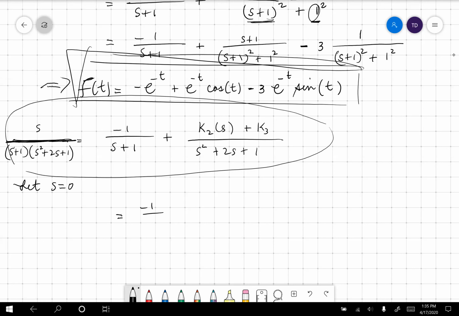minus 1 over 1 plus K3 over 1, and that's going to be equal to, look at the left-hand side of the equation, 0 over 1 times 1. So all of this is equal to 0. Clearly, K3 must be equal to 1. And that'll tell you immediately that was an error. I told you that was where I thought that mistake was, from that minus 2. So that's solved immediately for K3, and then you pick another value.